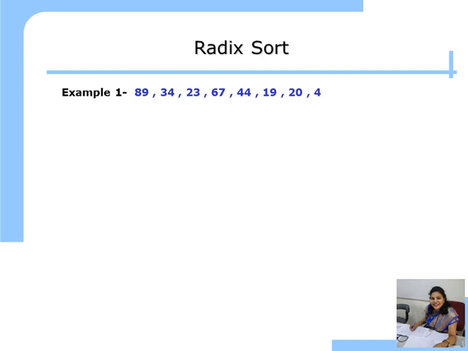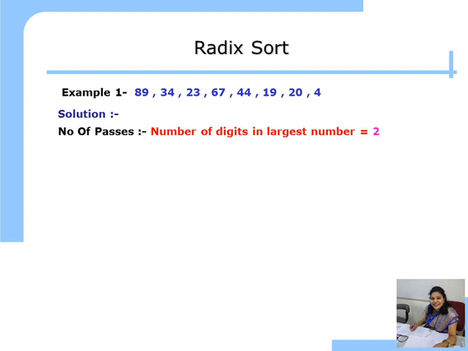By calculating the digits in the largest number. So which one is the largest number here? It is 89. So 89 has two digits, 8 and 9. So how many passes do you require to solve this? 2 passes. Whereas in bubble, selection and insertion you require 7 passes. Radix sort requires only 2 passes.